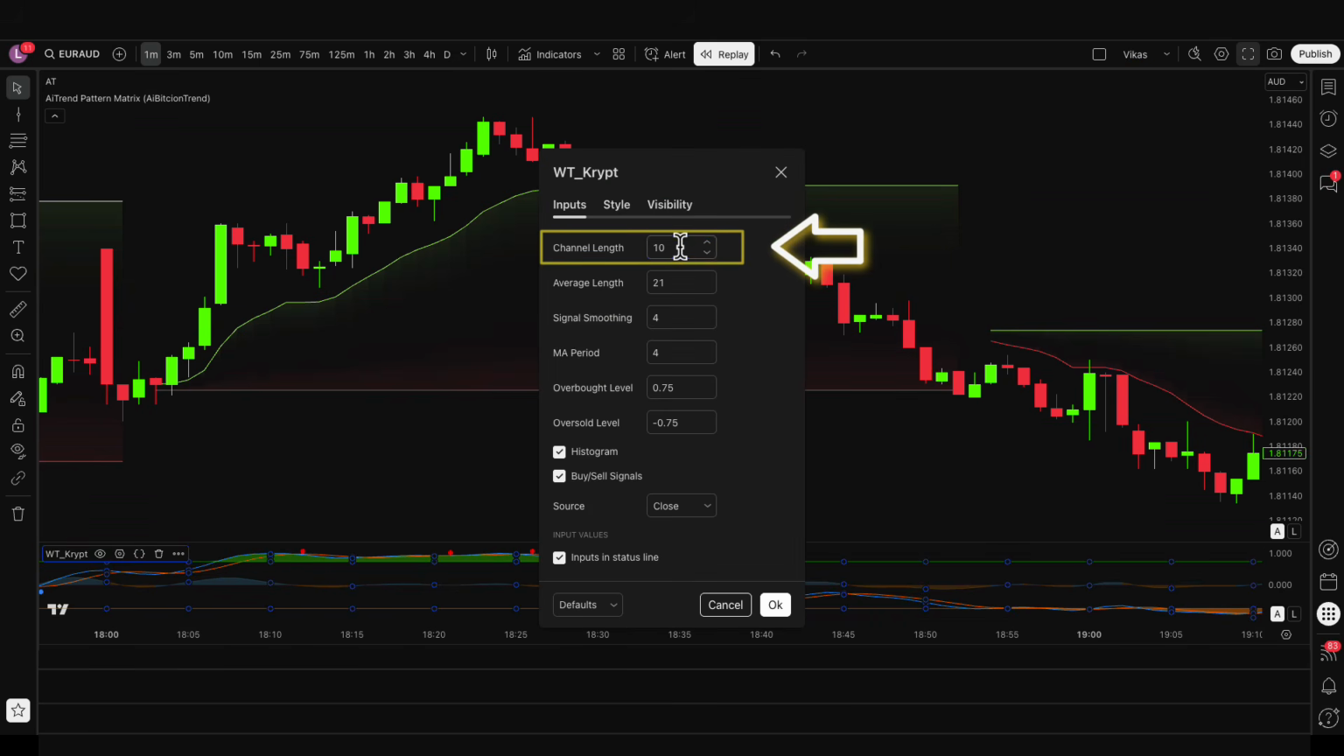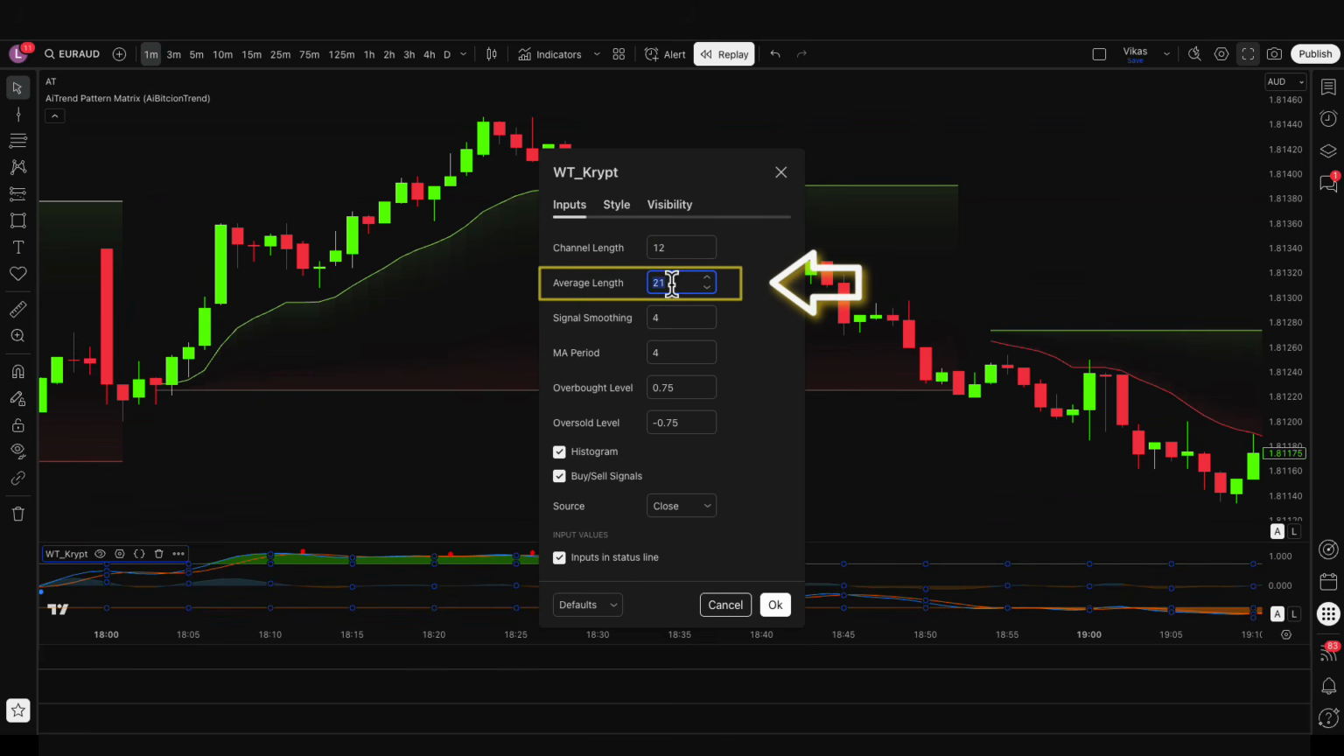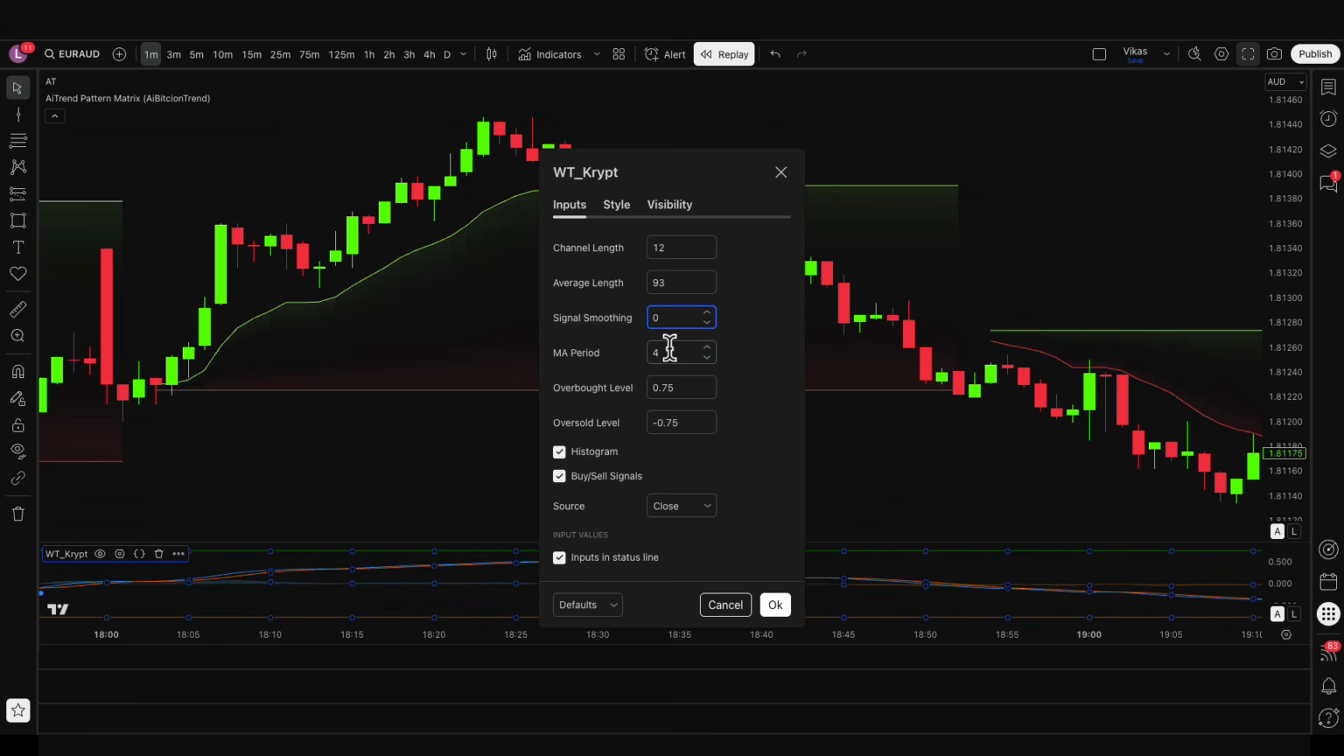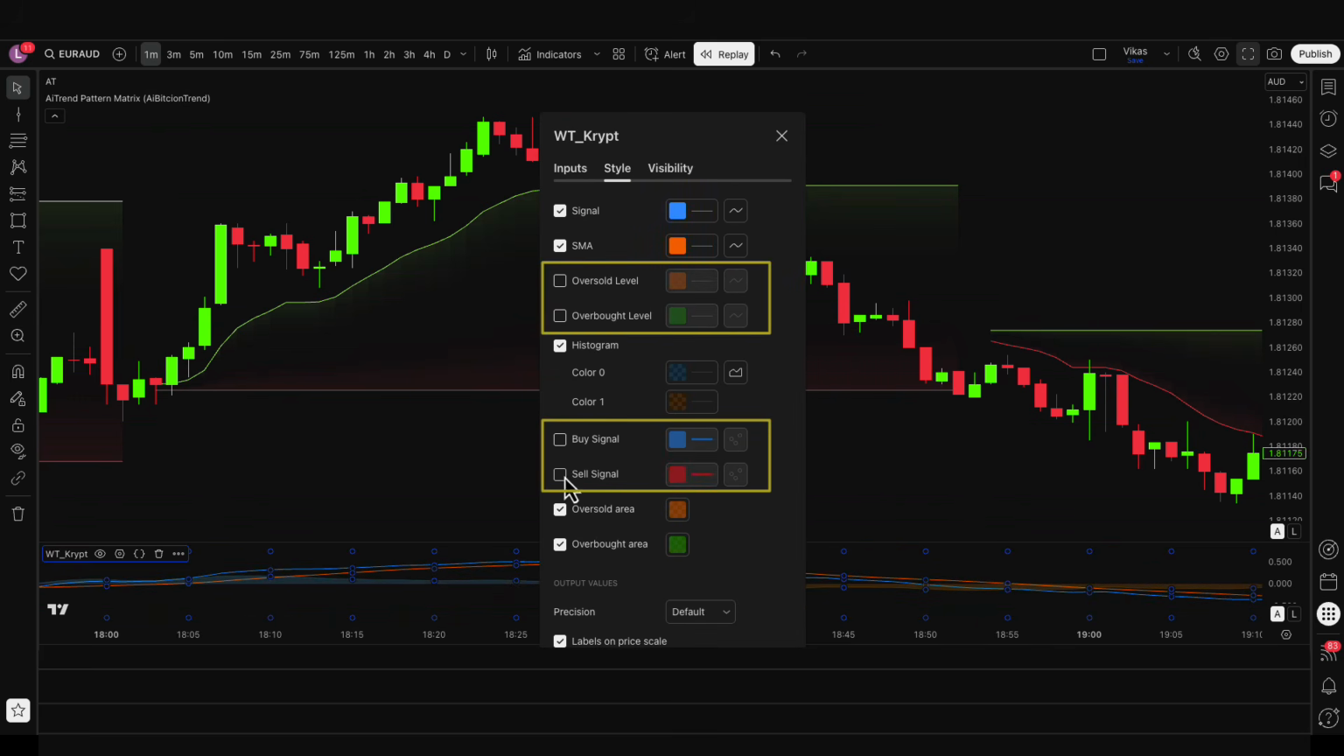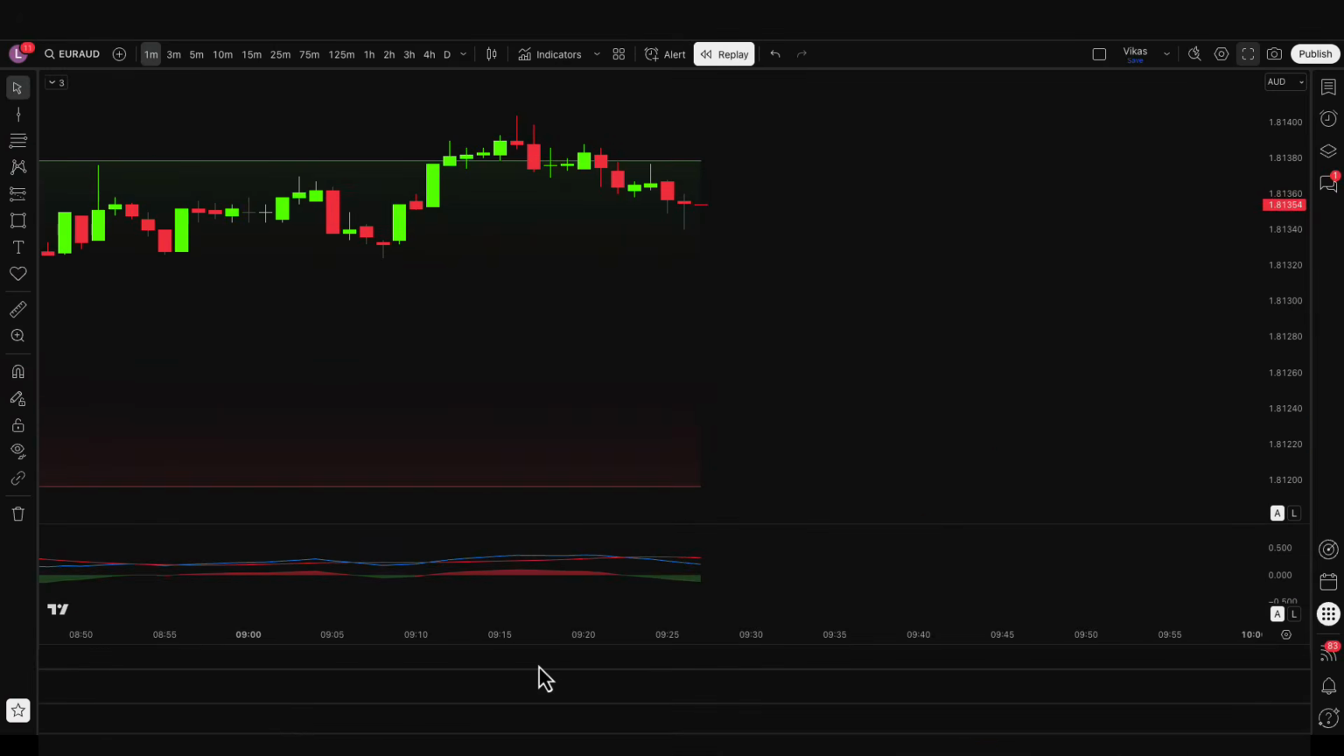We have to change this channel option from 10 to 12. We have to change this average option from 21 to 93. We have to change this signal smoothing option from 4 to 0. We have to change this MA period option from 4 to 13. We need to hide these options. Now our setup is ready.